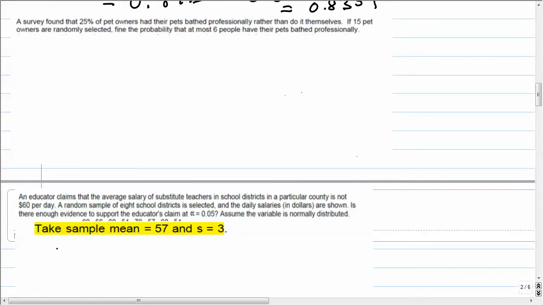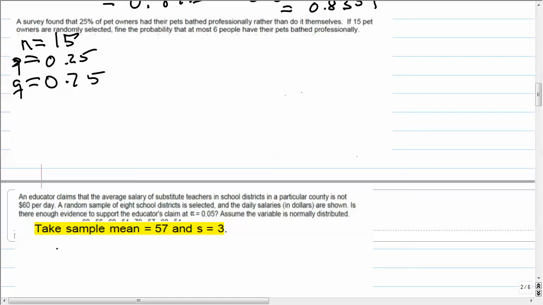A survey found that 25% of pet owners had their pets bathed professionally rather than doing it themselves. 15 pet owners were randomly selected, and we want to determine the probability that at most 6 had their pets bathed professionally. This is a binomial problem. You have two outcomes. Either they did get bathed professionally or they did not. From the problem, we know we're going to need n, which is the sample size. We need to know the probability of success, and the probability of success here is 0.25. So q has to be 1 minus that, so 0.75.